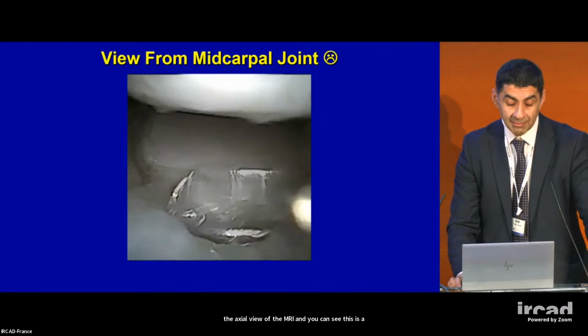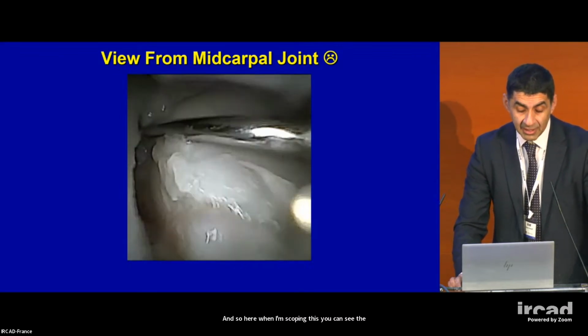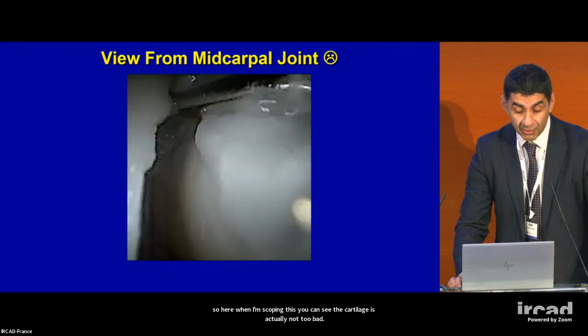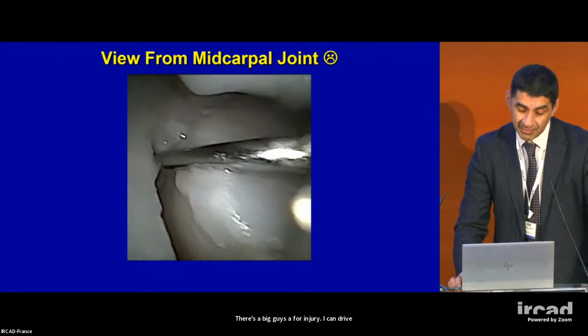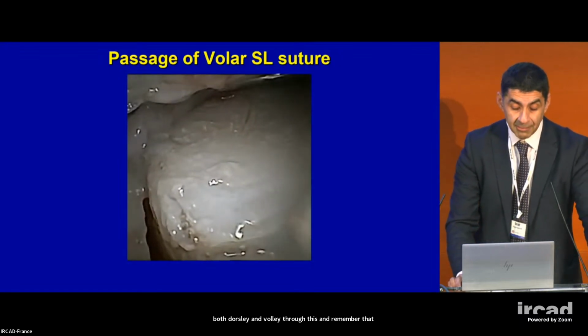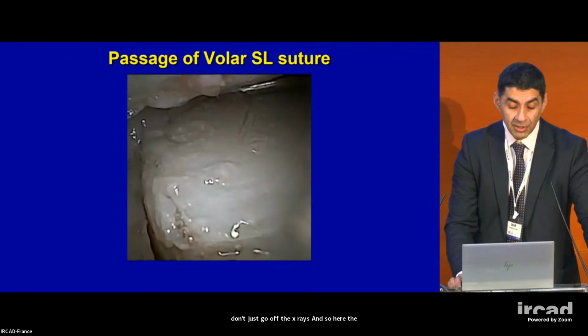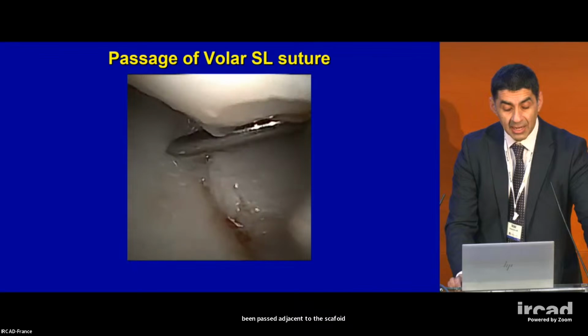And so here, when I'm scoping this, you can see the cartilage is actually not too bad. There's a big Geissler 4 injury. I can drive this both dorsally and volarly through this. And remember, don't just go off the x-rays. And so here the suture has been passed adjacent to the scaphoid. We'll back the needle out and we'll push this adjacent to the capsule by the lunate.